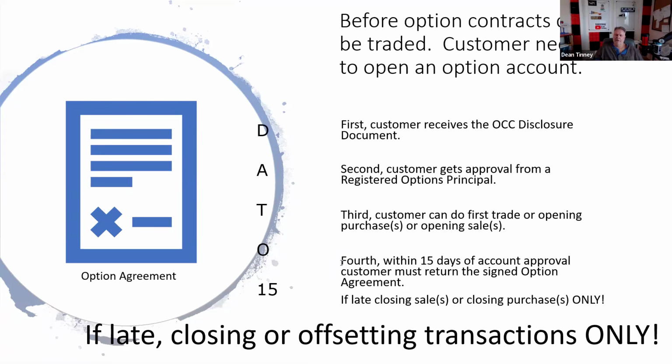Now, I say, now that I have your account approved, we've done our first trade. I say you have 15 days from the account approval. That's the O, option agreement. 15 days to get back to me the option agreement that you read that disclosure document and you understood it. Because later when you go south on me, I'm going to say, well, wait a minute, you said you understood this. Now, if that is late, you have 15 days from account approval. If it's late, I'm only going to let you do closing transactions. So the 15th day has come and gone.